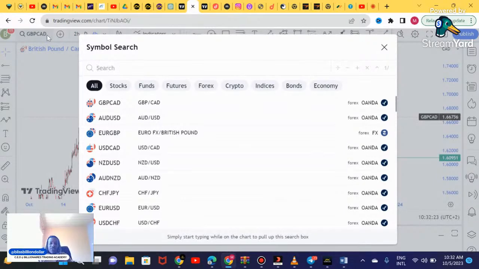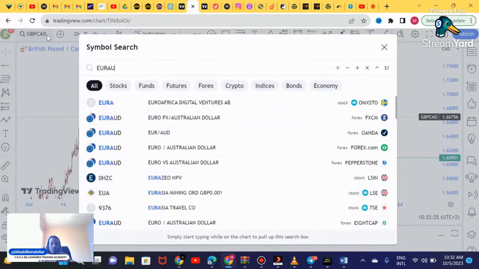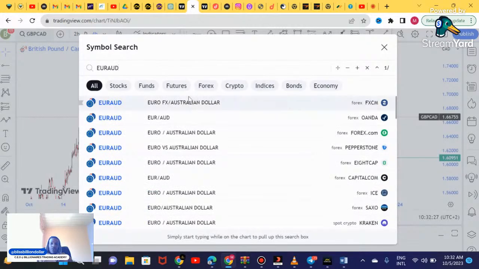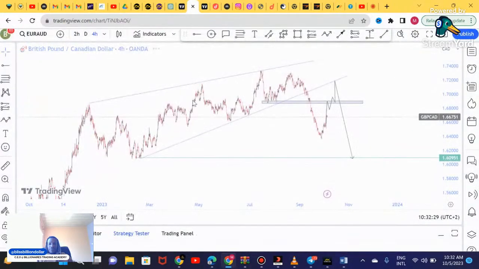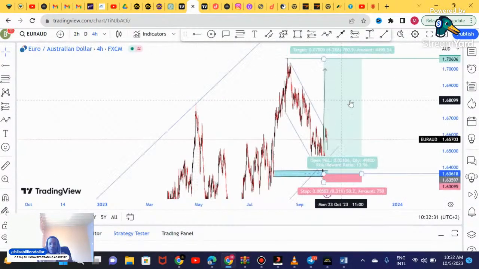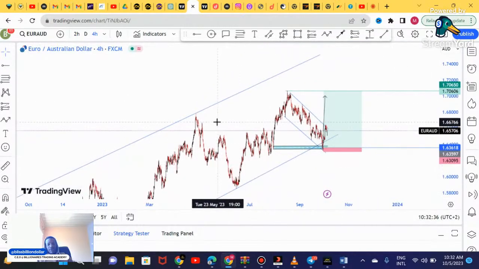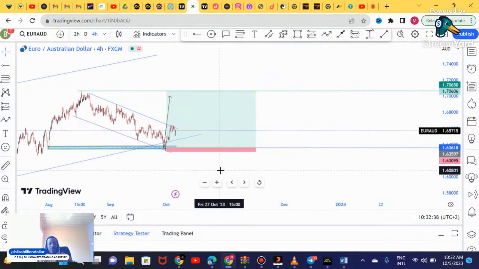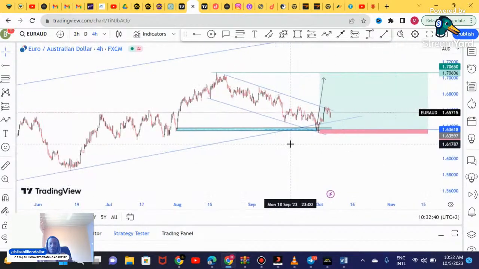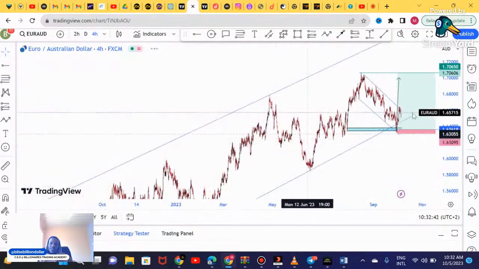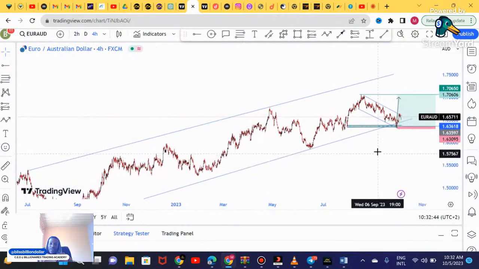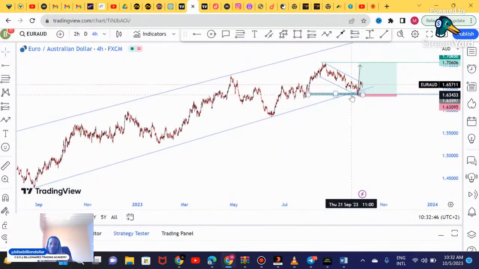So we're going to look at Euro AUD. What is it that we're able to see? I analyzed this pair, and this is how I looked at it. I already analyzed this. This is a trade I was supposed to enter from here. I missed the trade, but it's still going.